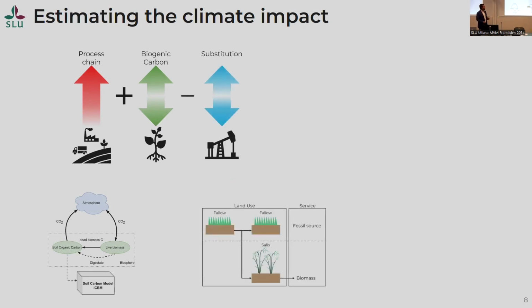Then we have the substitution effect. So in the substitution effect, we looked at the land which was fallow and converted to Salix cultivation. What would be the effect of this change or substitution? And also if the product that we produce is replacing a fossil-based source. This substitution effect of the fossil-based source was included in the first 2 conversion processes, where in the heat production, we assumed that it is replacing natural gas as a fuel. And in the second case, it was also natural gas in transportation that the compressed biomethane would replace.